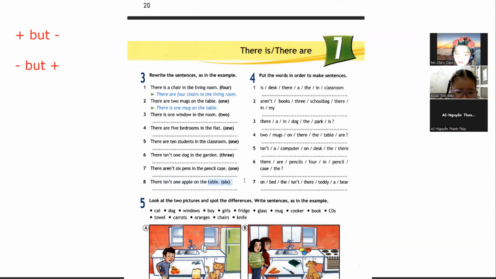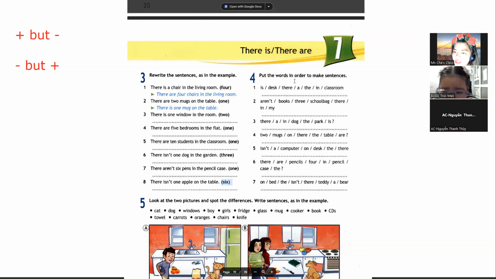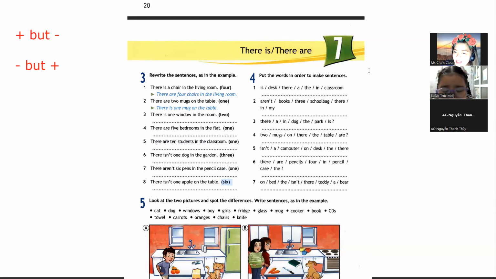There aren't, there are. You need to make them 6, right? There are 6 apples on the table. Apples, yes, in the plural form. How about this? Put the words in order to make a sentence.